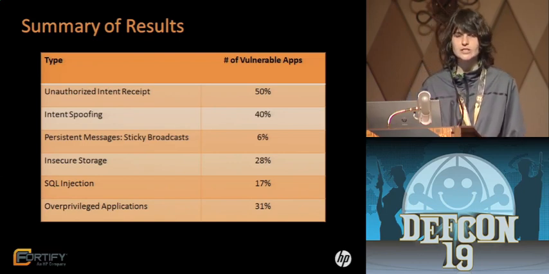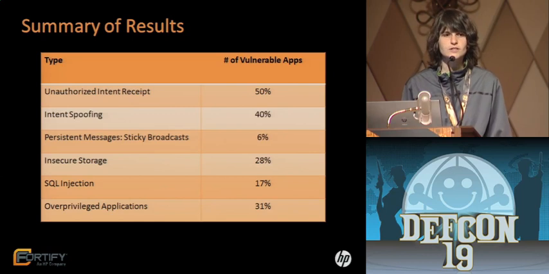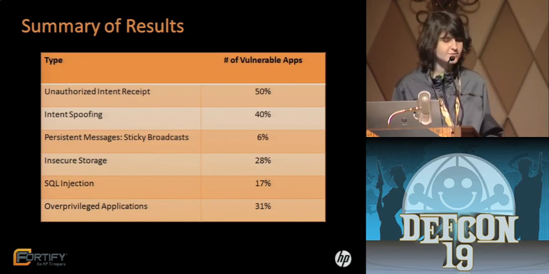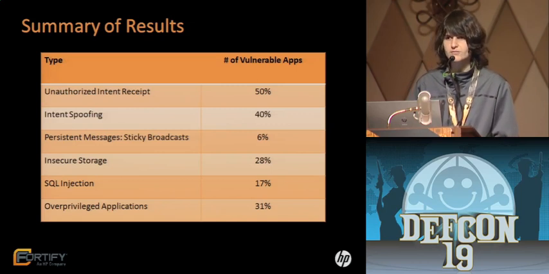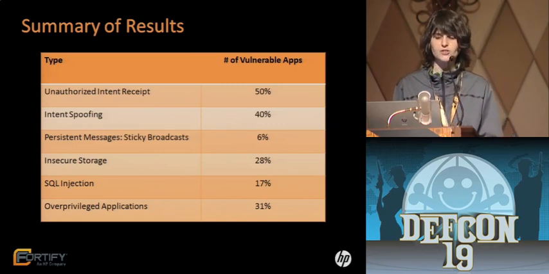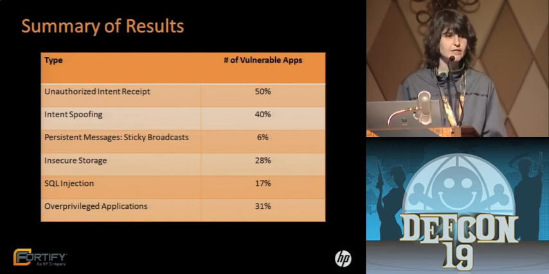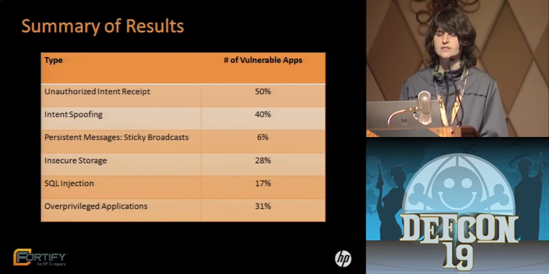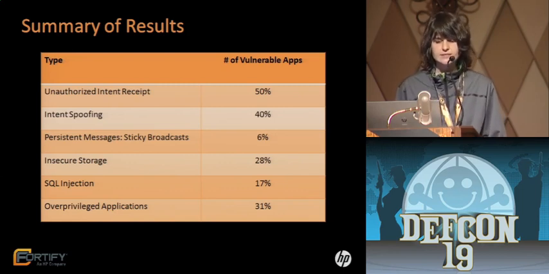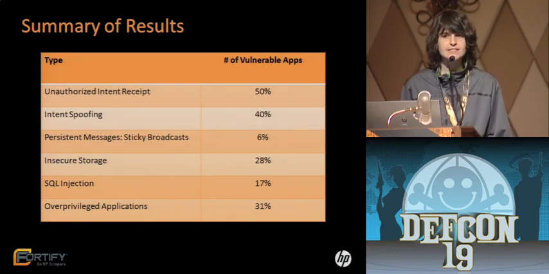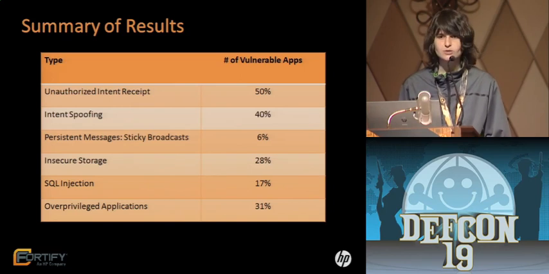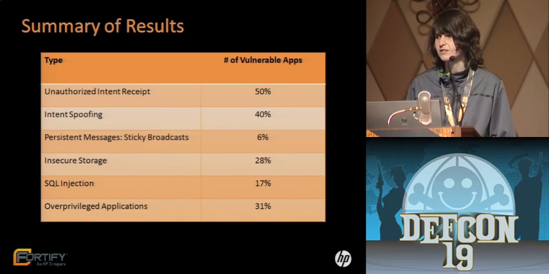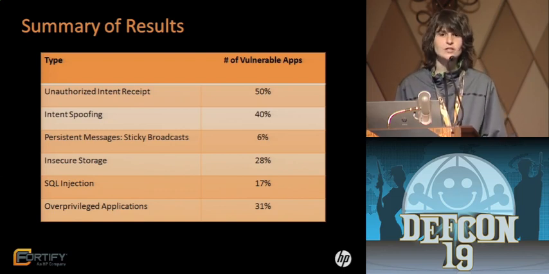So we looked at a bunch of different applications, we scanned them with our tools, with many different tools, because we have several tools that we use, and we did some manual investigation. And so you can see that, for example, unauthorized intent receipts happen in 50% of applications that we've looked at. Intent spoofing happens in 40% of applications. In 6% of applications, we've seen the usage of sticky broadcasts. 28% of applications write some sort of sensitive data to insecure storage onto SD card. 17% have SQL or query string injection, and 31% of all the applications we looked at turned out to be overprivileged.